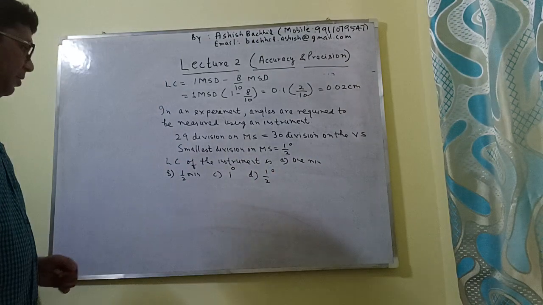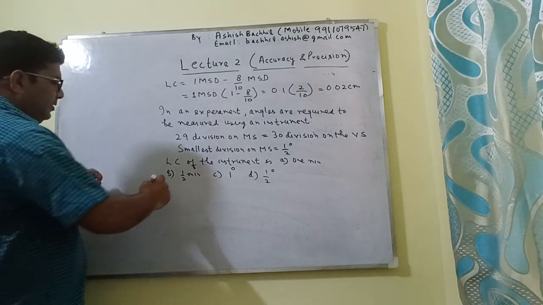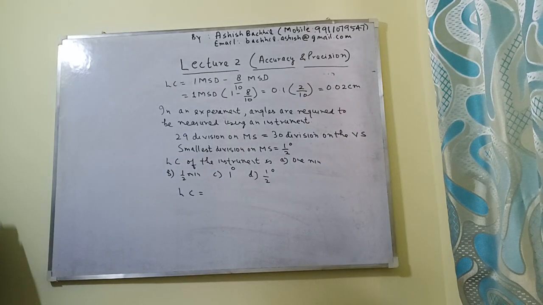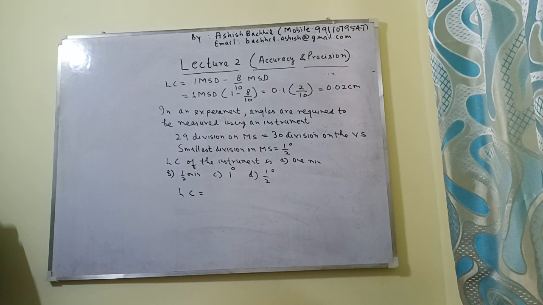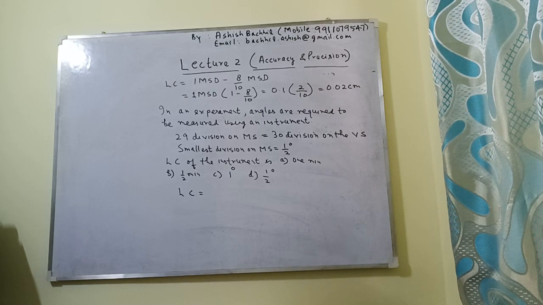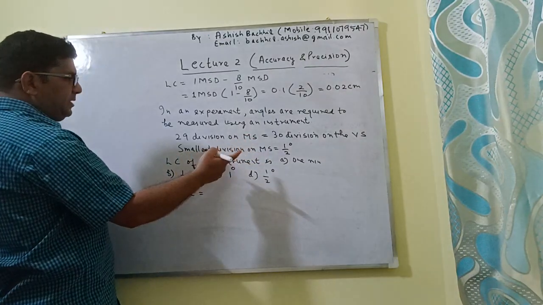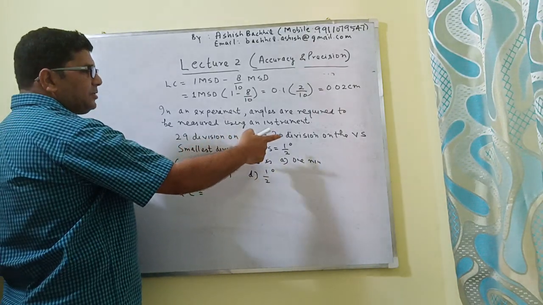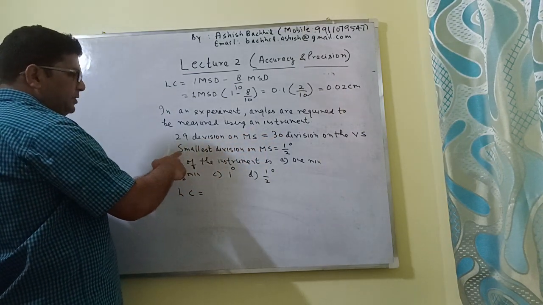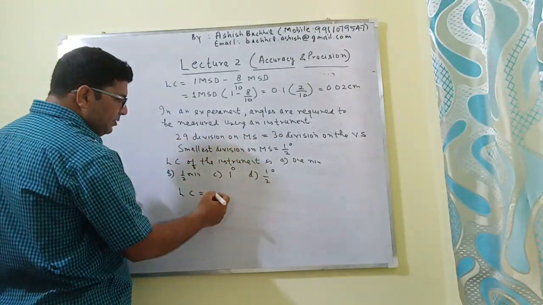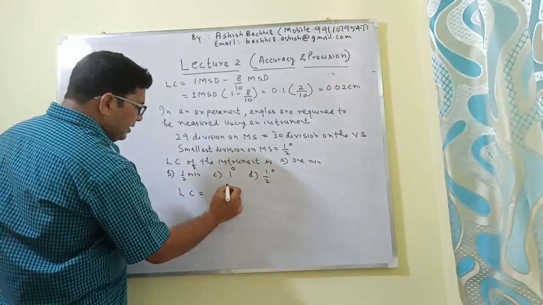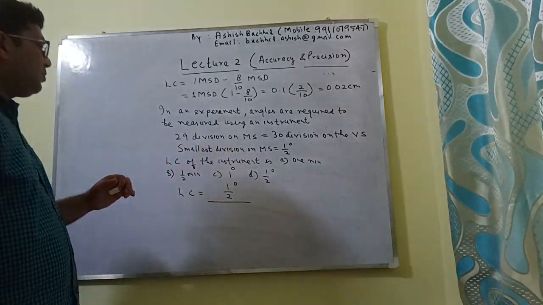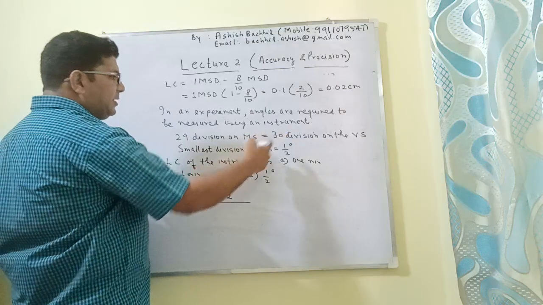Okay, so let's try to do this question. Now we have to find the least count, which is equal to the value of one main scale division divided by the total number of divisions on the vernier scale. It is given here that 29 divisions on the main scale is equal to 30 divisions on the vernier scale, and the smallest division on the main scale is equal to 1/2 degree. So least count is equal to 1/2 degree divided by the total number of divisions on the vernier scale. On the vernier scale there are 30 divisions.